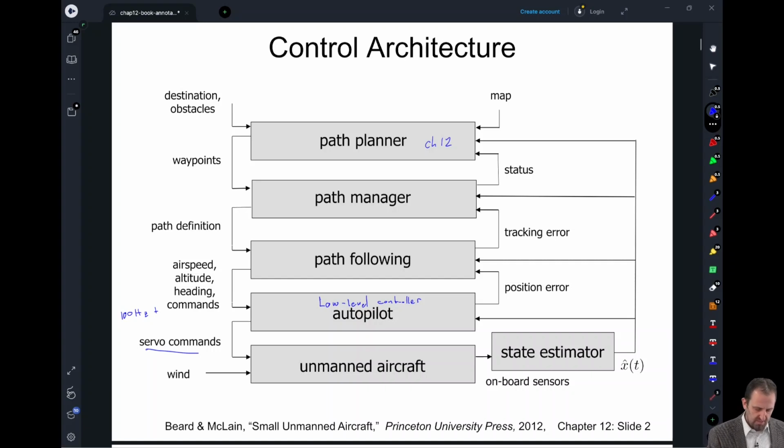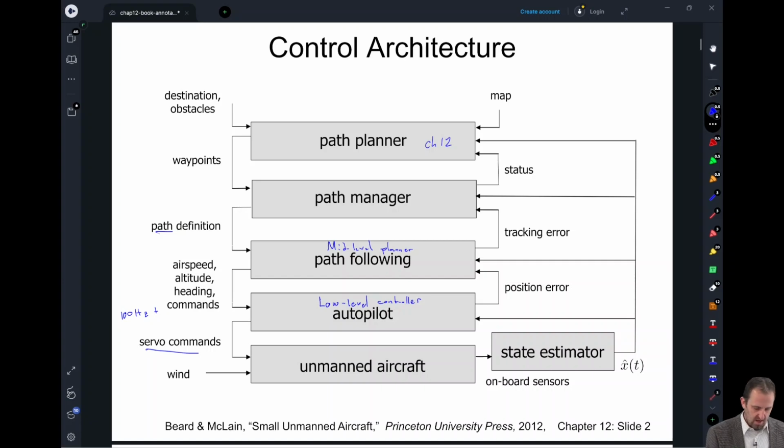We also discussed path following, which is really a mid-level planner. And this path following produces those airspeeds, altitudes, and heading commands while taking in the path definition. And we discussed two different capabilities. We discussed being able to follow straight line paths and also to be able to follow orbits.